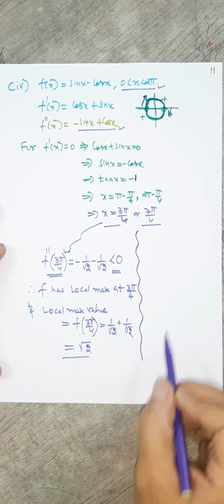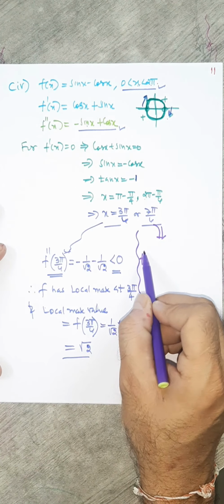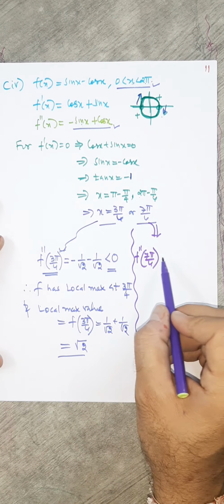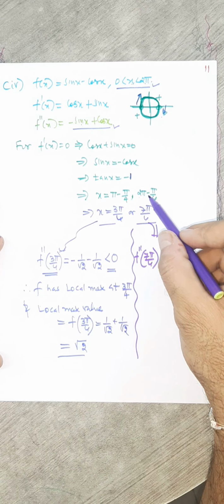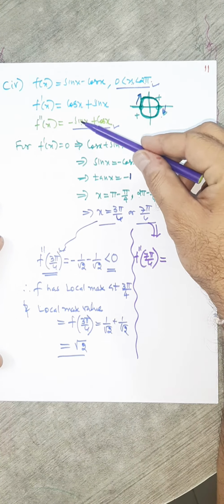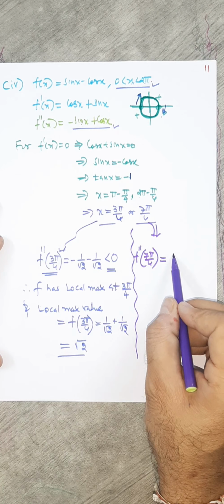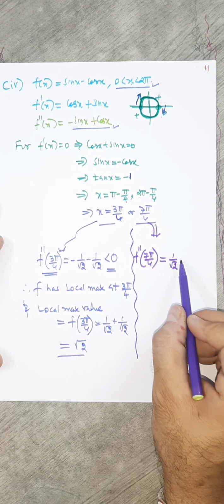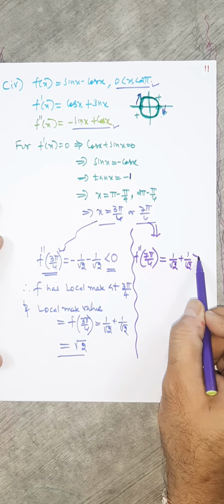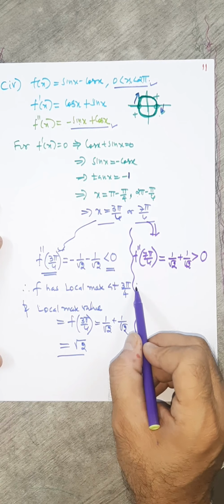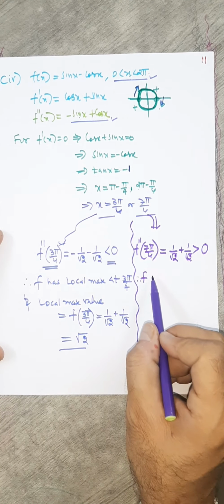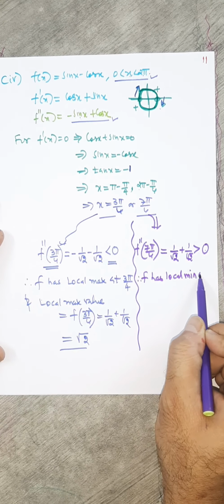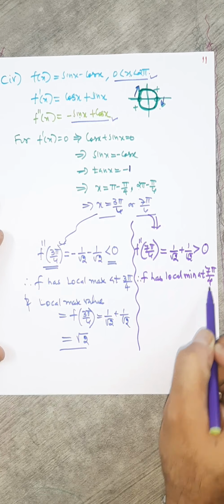That is one part. On the other side, over here, we have 7 pi by 4. So f double dash 7 pi by 4. Fine? Okay, 7 pi by 4, you know it is 2 pi minus pi by 4, fourth quadrant. In the fourth quadrant, sign is negative. So this will be plus 1 by root 2. And this is always positive in the fourth quadrant. So plus 1 by root 2. This is positive. And therefore, what's the conclusion? F has local, positive means minimum, at 7 pi by 4.